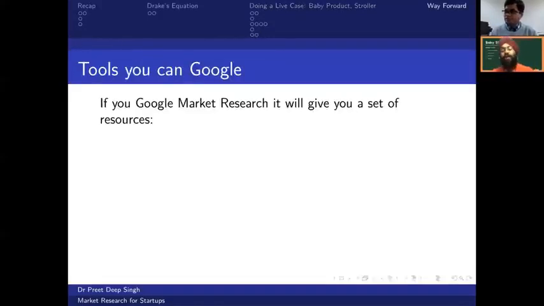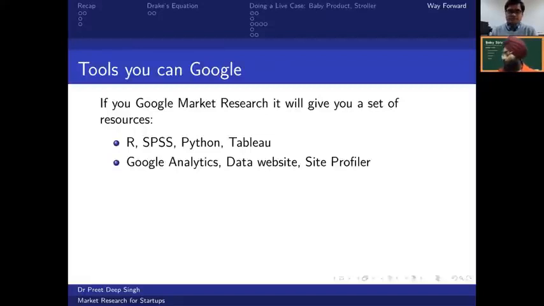how we reach it. So one, if you Google market research, you will get a lot of tools, right? I've just noted down some tools here so that we can go over them briefly. You will see R, SPSS, Python, Tableau. You will see Google Analytics, data websites, Site Profiler, Alexa. These are all websites that give you a lot of data, right?